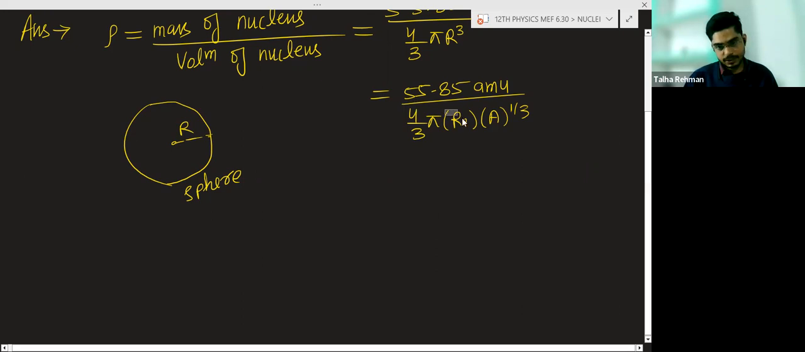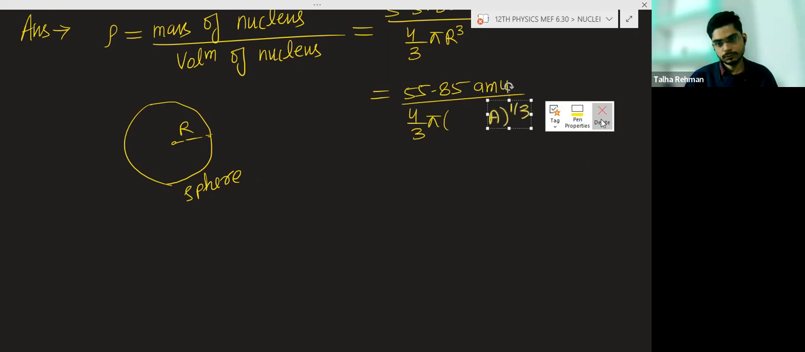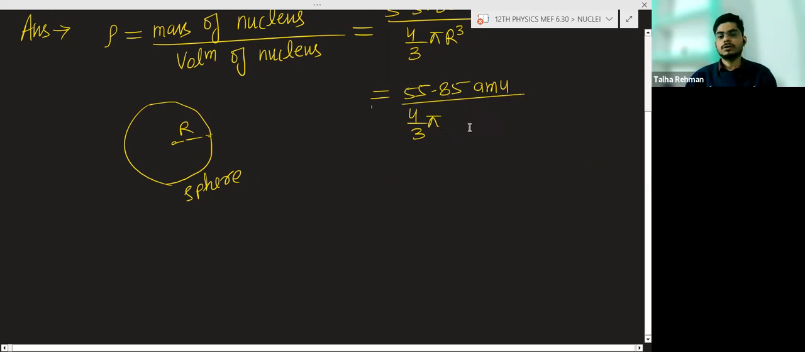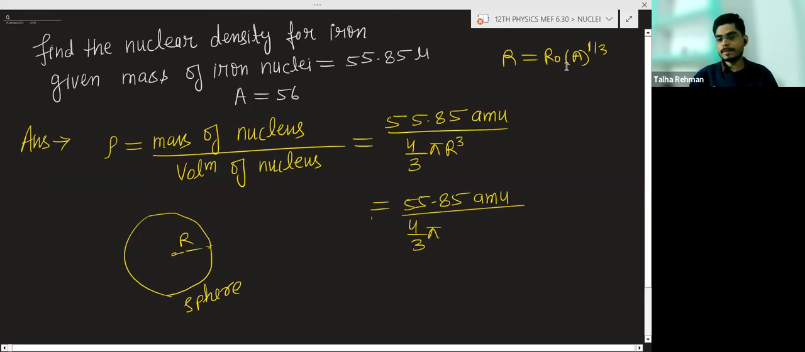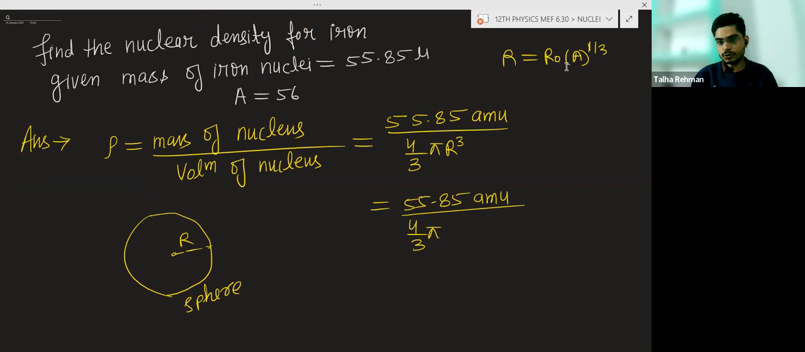So I have done one mistake here. This is r cube, this is r to the power 3. And what is r? R is r naught A to the power 1 by 3. So if you do the cube of this, it will become r naught cube into A.